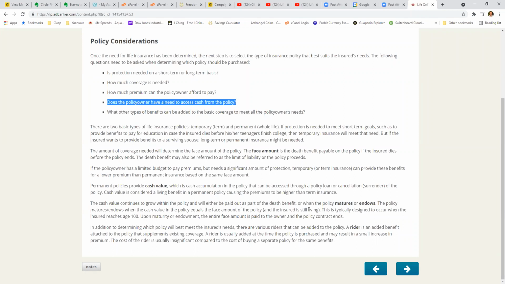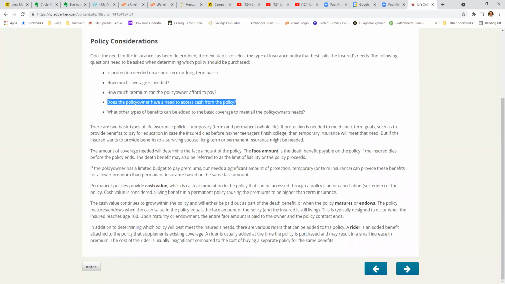The cash value continues to grow within the policy and will either be paid out as part of the death benefit or when the policy matures or endows. The policy matures or endows when the cash value in the policy equals the face amount of the policy and the insured is still living. This is typically designed to occur when the insured reaches age 100. Upon maturity or endowment, the entire face amount is paid to the owner and the policy contract ends.